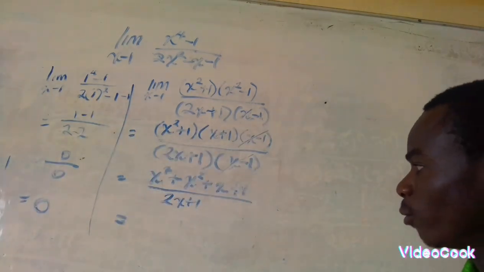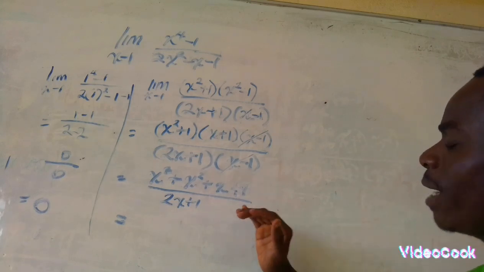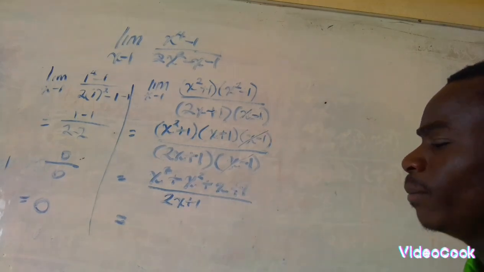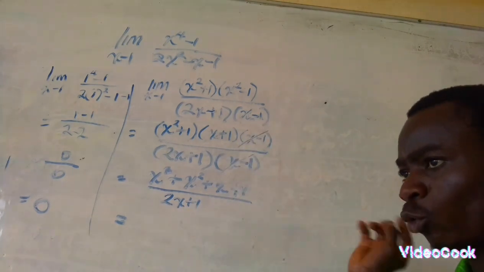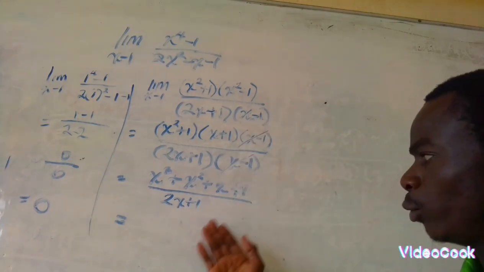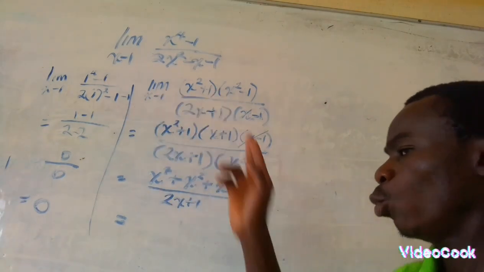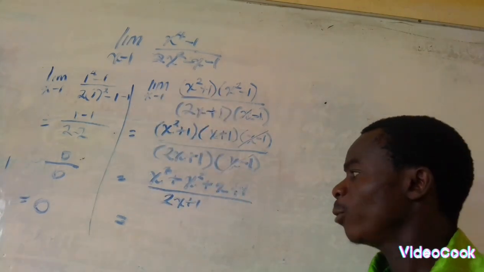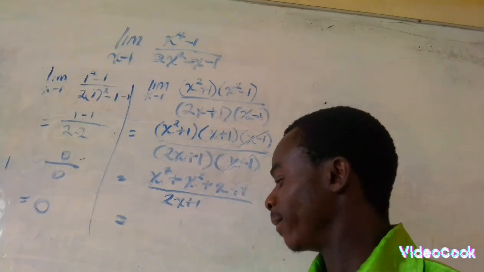What do we do here now? We have factored this out, we have multiplied it. So right now, what we have to do is plug in the limit value. That means anywhere we see x, we put 1, because the limit says as x approaches 1. So anywhere we see x, we are going to put 1. Let's do it as it has been said.